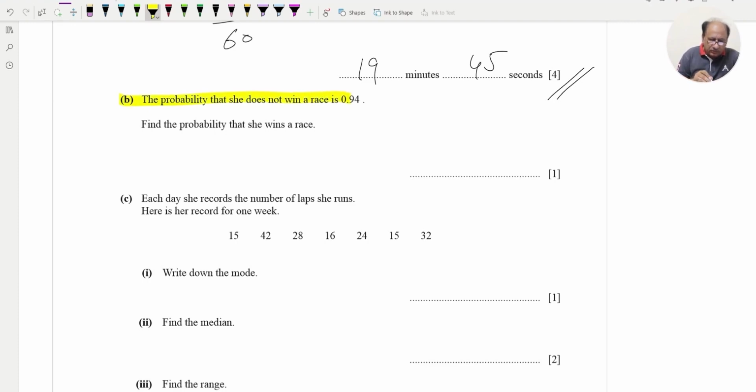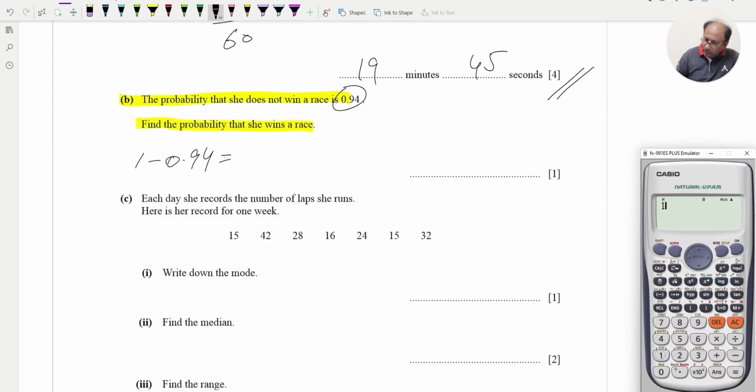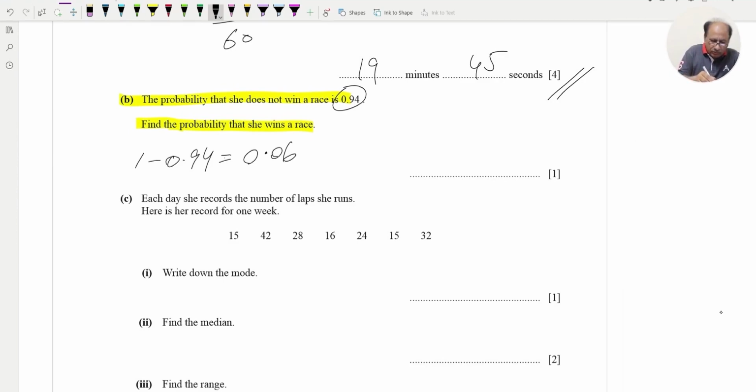Then B part: the probability that she does not win a race is 0.94. Find the probability that she wins the race. So win the race will be 1 minus not win. So 1 minus 0.94, and this is equal to 0.06. So 0.06 will be the probability for winning.